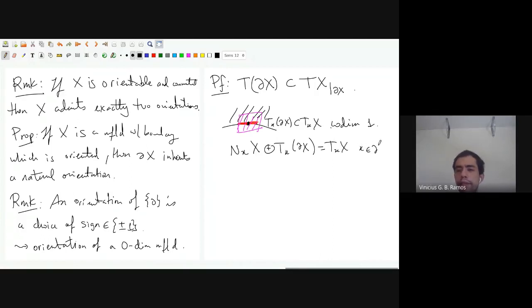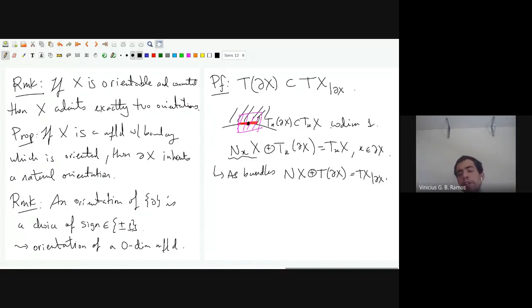For x on the boundary of X. And in fact, we can write this as bundles. So as bundles, we can write N_x plus T of the tangent bundle to the boundary of X is the tangent bundle of X restricted to the boundary. The only thing that you have to be a little careful with is that to actually say this as bundles, you have to make sure that there is a standard way of choosing this guy, or there is some way that's going to vary smoothly with x.